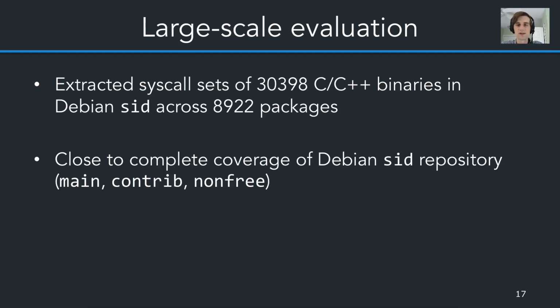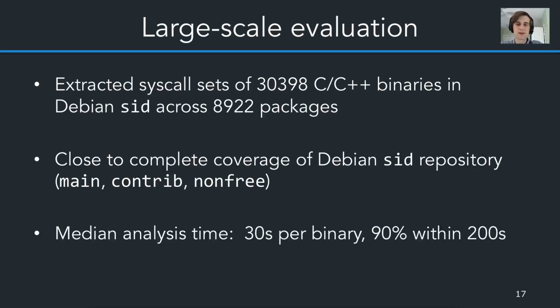We chose SID, the unstable version of Debian, for its high availability of debug symbol packages. Obtaining complete coverage on this branch is a hard problem because packages are continuously being updated and subject to breakage. In total, though, we successfully examined over 30,000 binaries from over 8,900 C and C++ packages. Across the whole repo, the median time to extract the syscall set was about 30 seconds per binary, with 90% of binaries completing within 200 seconds.